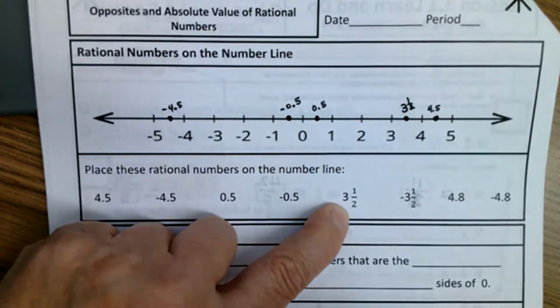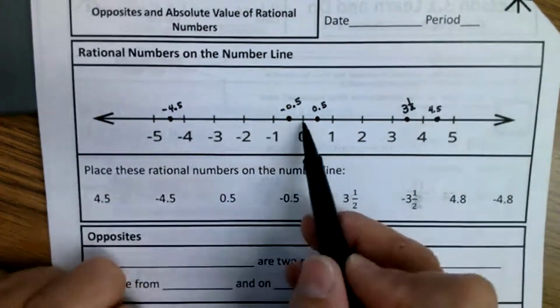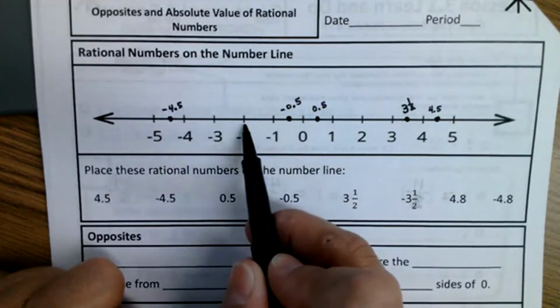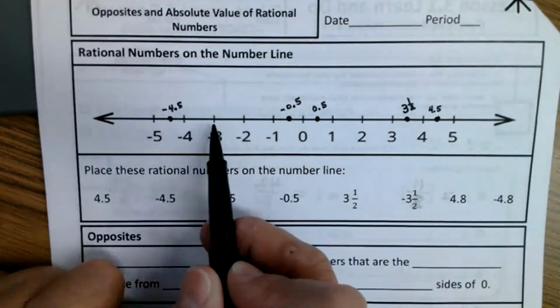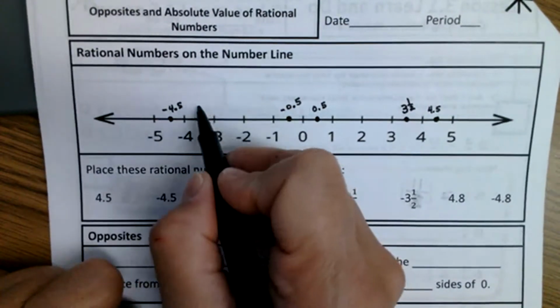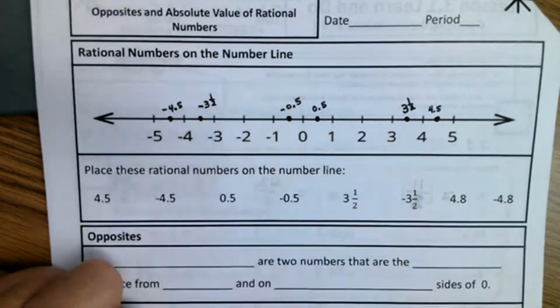Okay. Next, I'm going to do negative 3.5. Starting at 0, I'm going to go to the negative side: negative 1, negative 2, negative 3, and then I'm going to go another half. So halfway between negative 3 and negative 4, that's negative 3.5.